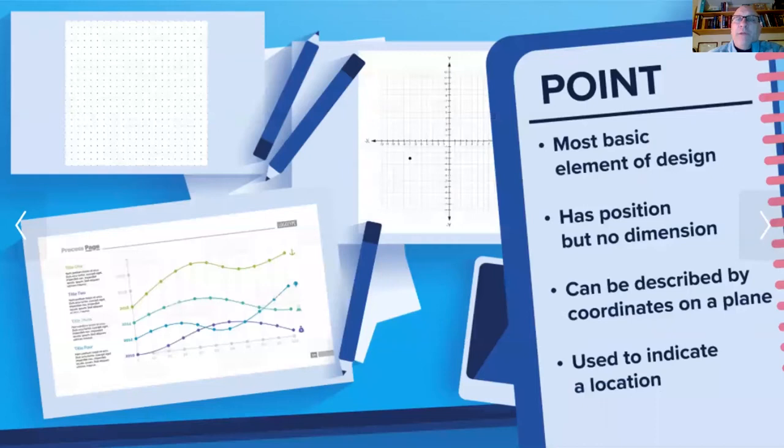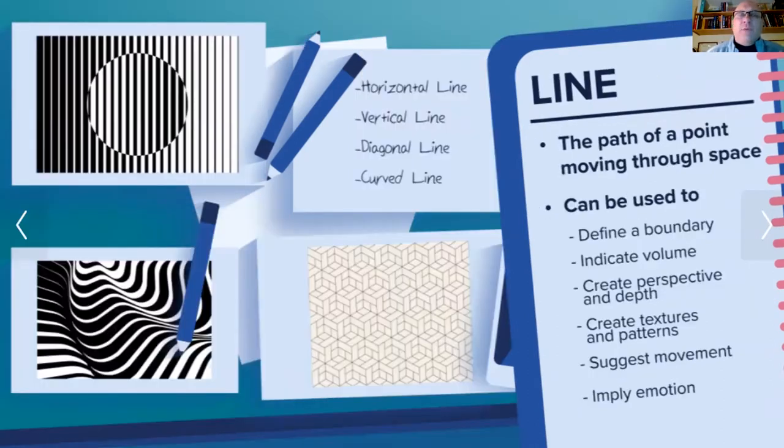So let's start off with point. It's the most basic element. It has position, but no dimension. It's going to single out a very specific spot in a space. Next, we have lines. We have 4 different types: horizontal lines, vertical lines, diagonal lines, and curved lines. They can be used to define boundaries, indicate volume, give perspective to something, give texture, or show movement.